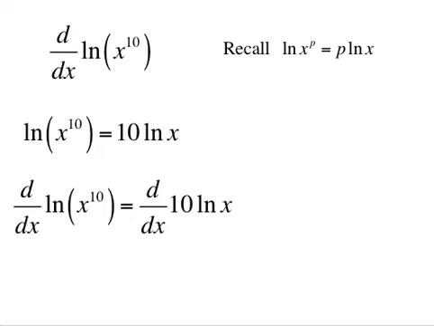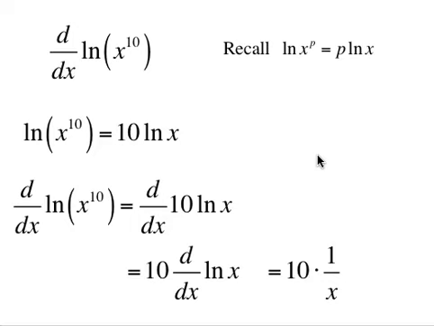So if I want the derivative of the natural log of x to the 10th, that's the same thing as the derivative with respect to x of 10 times the natural log of x. At this point, we can go ahead and pull that 10 out. So that would be 10 times the derivative with respect to x of log x. And what is the derivative with respect to x of log x? That, of course, is just 1 over x. So we get 10 times 1 over x. 10 times 1 over x is 10 over x. And we're quite pleased with that because our original problem done using the other strategy also gave us the answer of 10 over x.